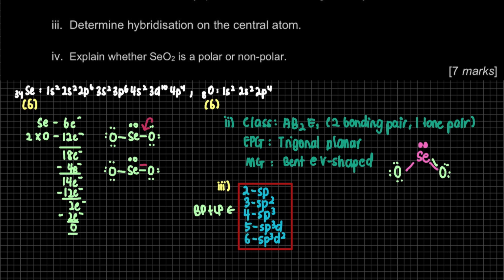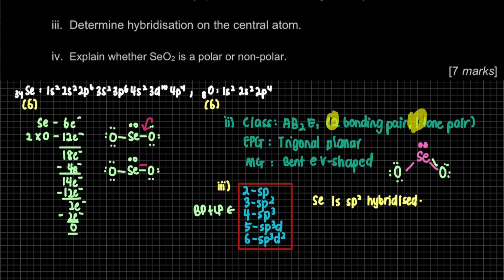So for selenium oxide, we have known here the total is 2 plus 1. The total is 3, so 3 is sp2. The question asks for the hybridization of the central atom, so we know that selenium is sp2 hybridized. Again, why do we have 3? Because 1 lone pair plus 2 bonding pairs.